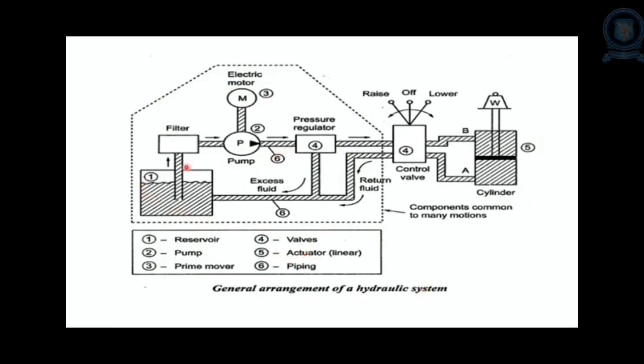It has the reservoir, filter, then the main heart, the pump. Heart of the system is the pump. This pump is connected to a motor. When the motor rotates, the pump rotates. Then this is the pressure regulator. Then this is the DCV. So when the rise position is in activation, the load will be lifted. When the off position is in activation, the constant position will be activated. When the lower position is in activation, the load will come down.